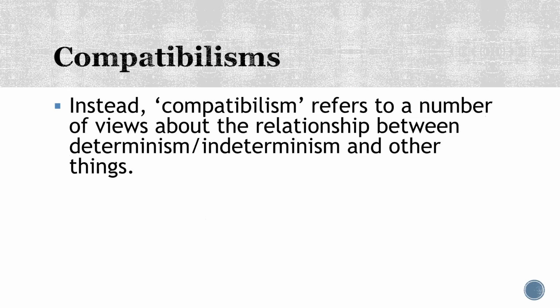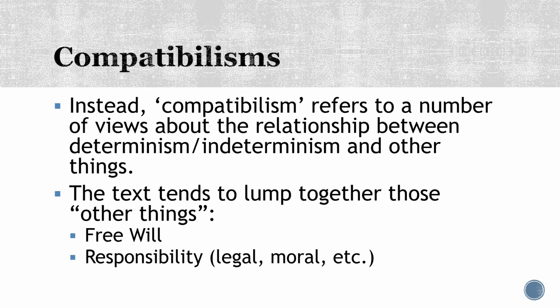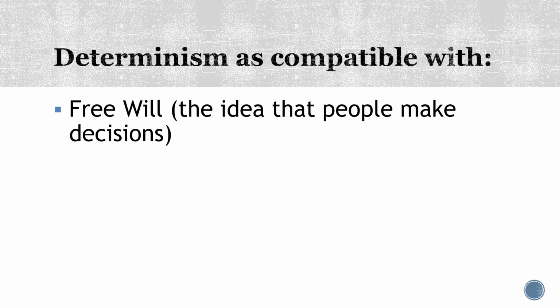And compatibilism refers to a number of views about the relationship between determinism or indeterminism and other things, right? There are lots of different kinds of compatibilism. And the text tends to sort of lump together those other things, right? The biggest couple that people talk about are free will and responsibility, whether it be legal responsibility, moral responsibility, or whatever kind. Compatibilists say that free will is compatible with determinism, right? That's a common thing for compatibilists to believe. But like I said, there are lots of different kinds of compatibilists, and we shouldn't really lump all of the compatibilisms into one bunch because they're not.